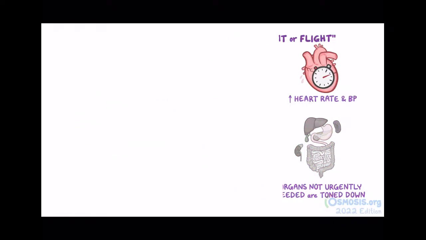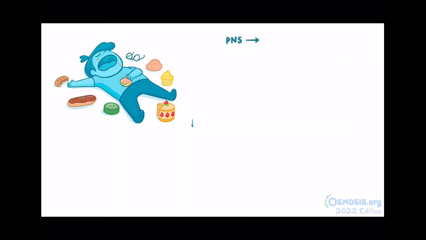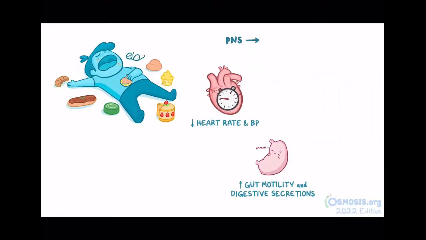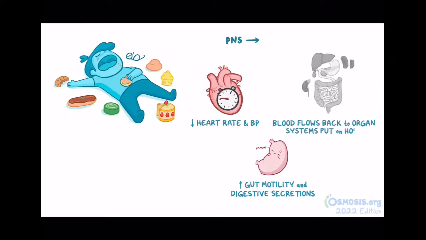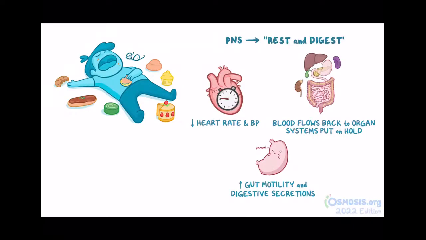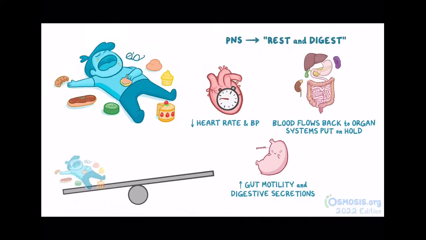Okay, so once that bear is gone, or the exam is over, the parasympathetic nervous system kicks in to calm things down. It does so by decreasing your heart rate and blood pressure, increasing gut motility and digestive secretions, and by allowing blood to flow back to the organ systems that have been put on hold by the sympathetic nervous system, like the digestive system. These effects can be summarized as the body's rest and digest response. In a nutshell, you can think of these two divisions of the ANS like a seesaw, where they work together to balance each other out.